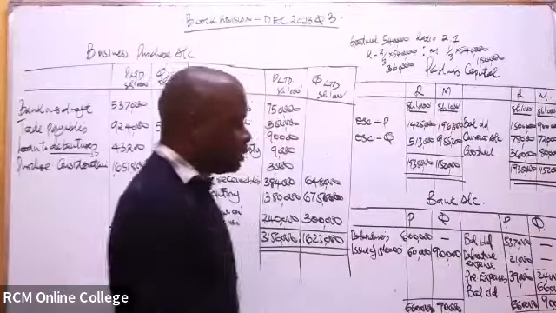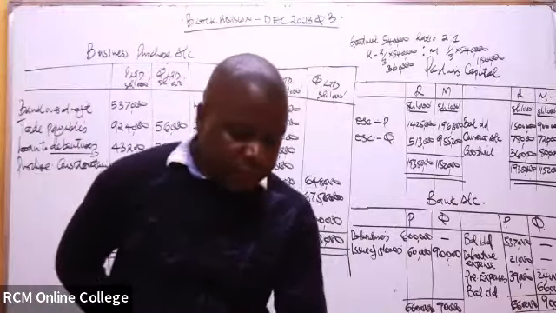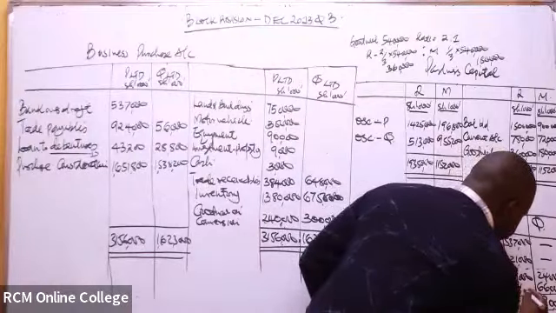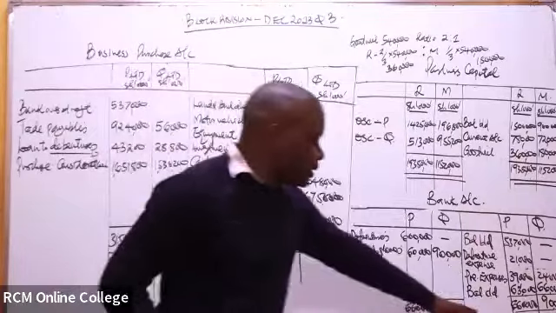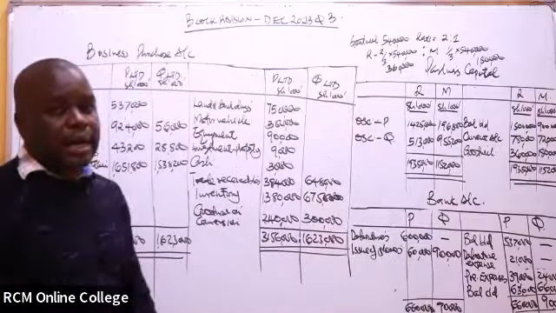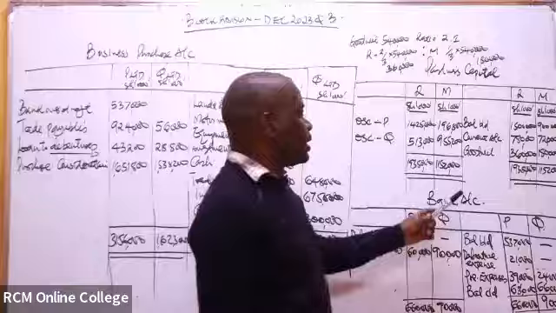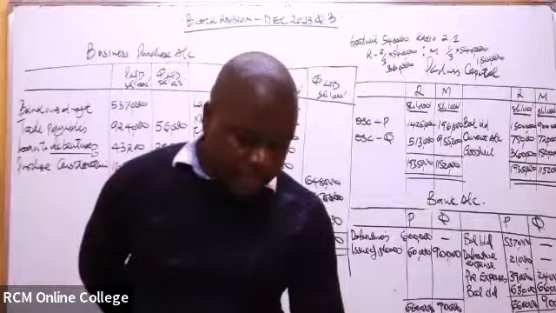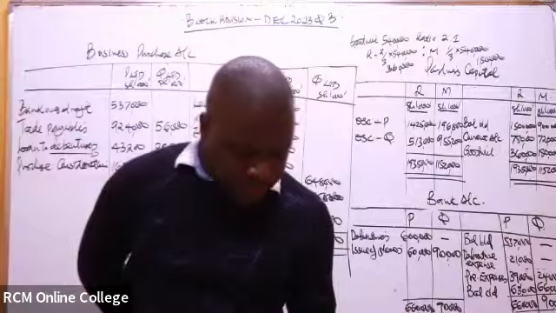Then for the other one, 660 minus 39 minus 21 minus 537, you should be able to get 63,000. So now this balancing figure here will appear as a current asset in the statement of financial position for the two companies, because money in the bank is a current asset.